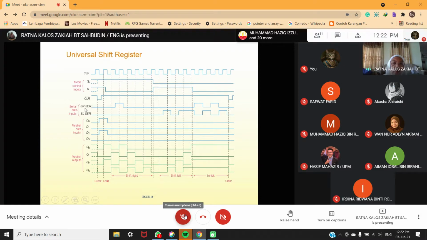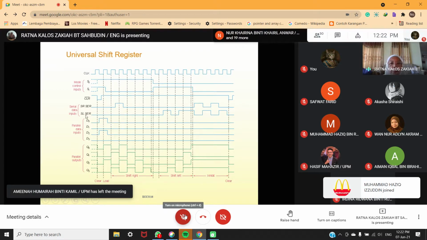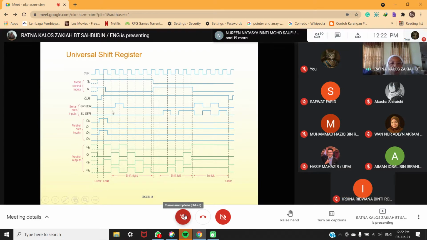Here, shift right serial, okay, goes into the Q0 stage, and SL, shift left here, goes to the Q3 stage. So you see here, this part here goes to the Q3 stage. That's why you have here high.